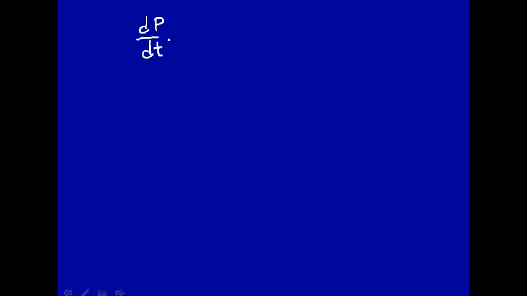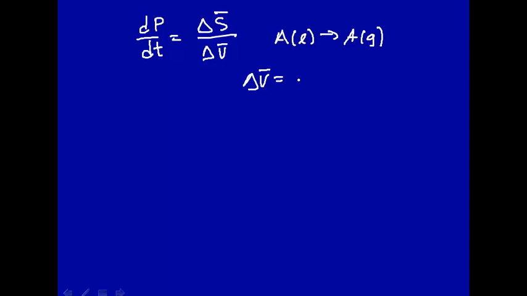So dP/dT, this is the Clapeyron equation, is how the partial molar entropy changes during the phase transition divided by how the partial molar volume changes. Let's take some generic thing in the liquid, and now we're going to make it into the gas. It's important to write something like this so that we know what these deltas refer to. Now this delta refers to the gas minus the liquid. So let's look at the delta partial molar volume. This will be the partial molar volume of the gas minus the partial molar volume in the liquid phase.